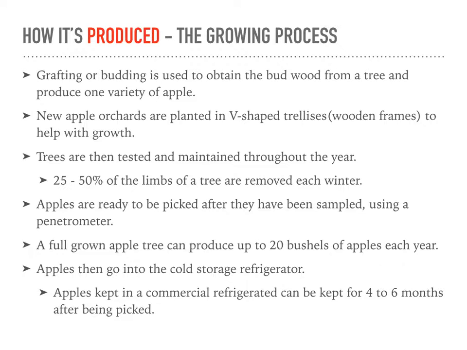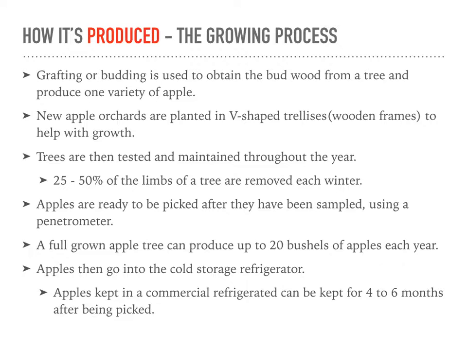The trees are then tested and maintained throughout the year, so different things such as the soil are tested, and then fertilizers will need to be added and things like that. 25 to 50% of the limbs of the tree end up being removed each year, and again, this has to do with sunlight hitting the apples and cutting away the dead overgrowth of the tree.